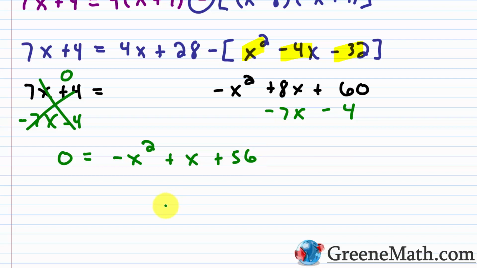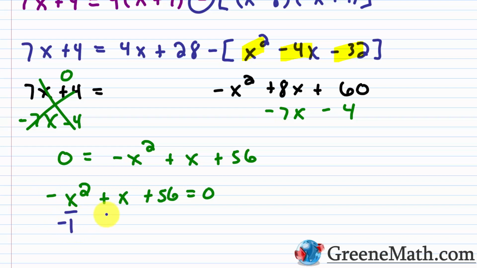Now, if you've been watching these videos in order, you know that I like my variable on the left. It's no problem to just switch this around and say I have negative x squared plus x plus 56 is equal to 0. Okay, perfectly legal. Now, if you want to make this a little easier to read, you can divide both sides by negative 1 and have a leading coefficient that's positive. It's not necessary, but it's something you can do if you want.